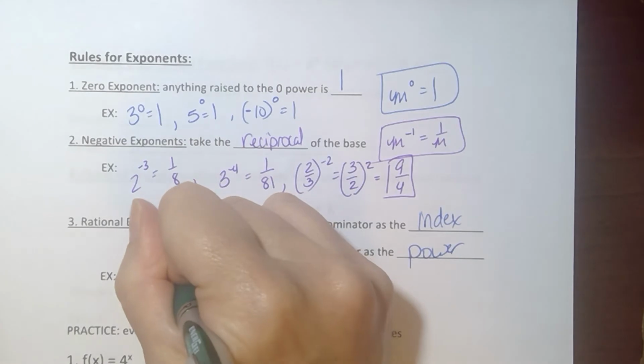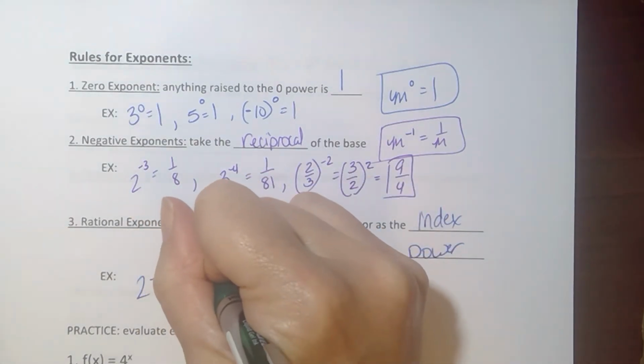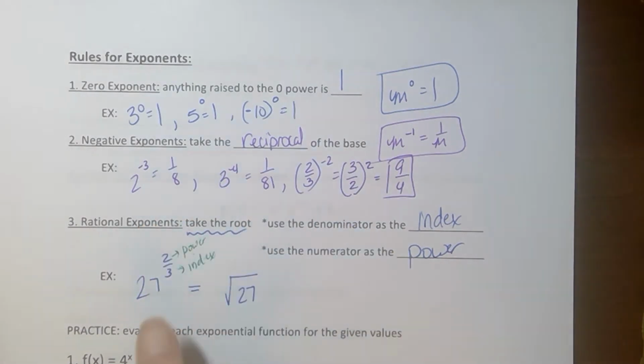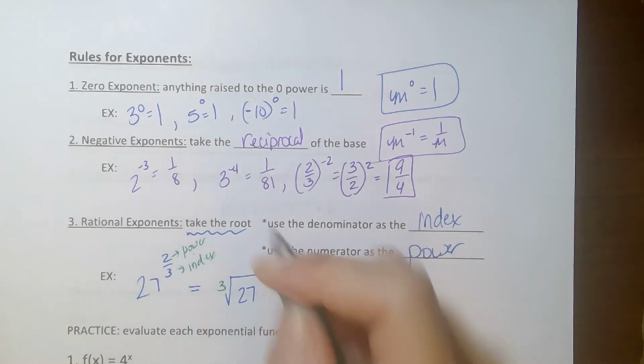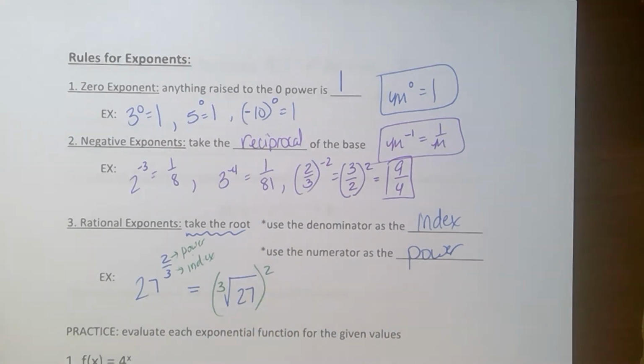My numerator is the index. No, excuse me. My numerator is the power. My denominator is the index. It's the index. There we go. So if I'm taking the third, so the 2/3, that 3 gives me the index right there. So I'm doing the cube root of, and then my numerator is the power. Once I've taken that root, I want to square the result.